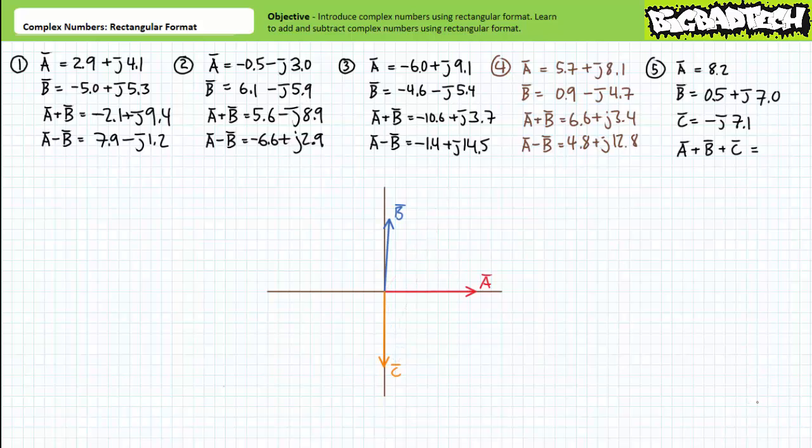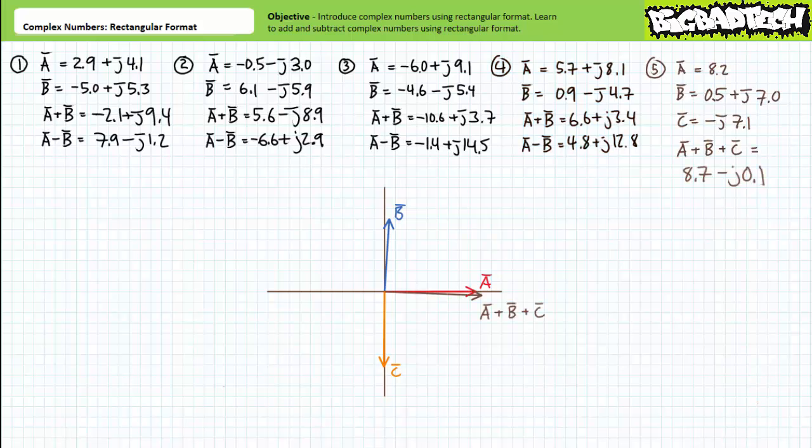For our final problem, we've got three complex numbers, A, B, and C, and we're being asked to add them together. A has a value of 8.2. It's entirely in the real plane and possesses no imaginary components. B has a value of 0.5 plus j7.0. There's a very, very small real component, but most of it is positive imaginary. C has a value of negative j7.1. It has no real component, all of which is negative imaginary.